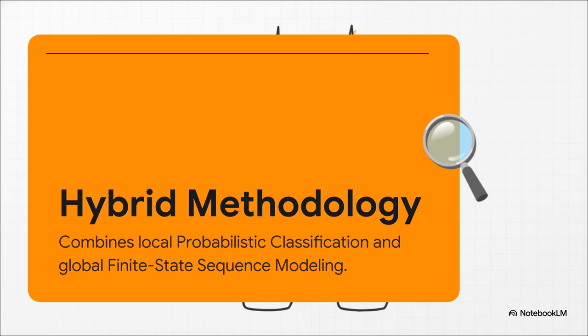So to solve this sequence mapping problem, the definitive solution is what our sources call a hybrid methodology. Basically, this combines two distinct steps. First, we have probabilistic classification, which we can just think of as our local classifier. And second, we have finite-state sequence modeling, which acts as our global decoder. Let's move forward and see exactly how this builds into a seriously foolproof system for accurately mapping document boundaries.